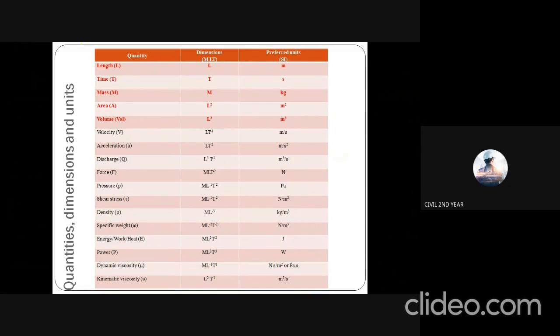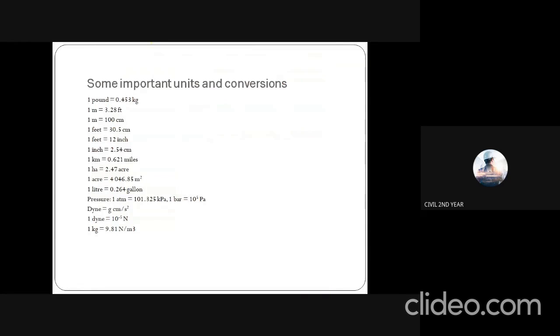Area is L square, derived from the primary quantities, length into length. Volume is L to the power 3, that is L into L into L, three quantities derived from primary quantities. Likewise, all quantities in dimensions are derived from the basic MLT system. These are some unit conversions that have to be known for objective-type questions, so you can easily solve any problem asked in your GATE exams by converting units into the basic MLT system.